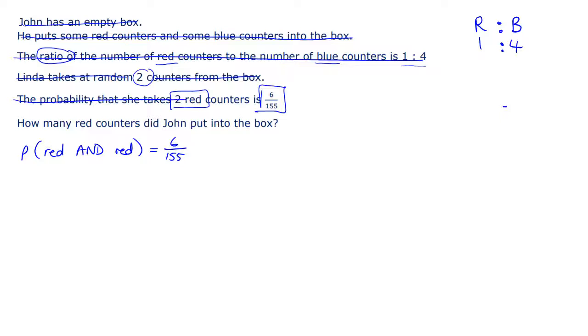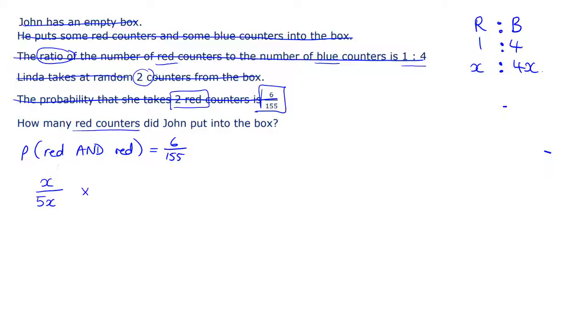And we want to find out how many red counters were in the box. So I'm going to call the number of red counters x, which means that there are 4x blue counters, and then I'm just going to work it out just like you would normally if you didn't know what the probability was anyway. So the probability of choosing a red and then a red is the probability of choosing a red the first time, which is just x, because there are x red counters out of 5x altogether, just by adding the numbers in the ratio.